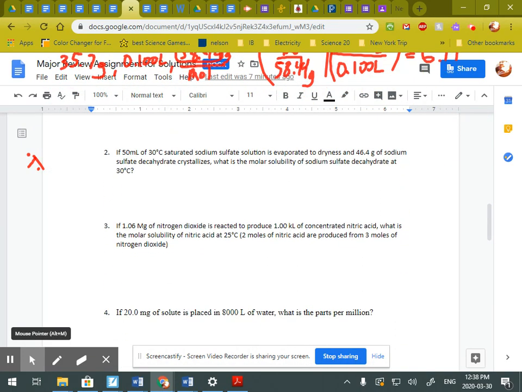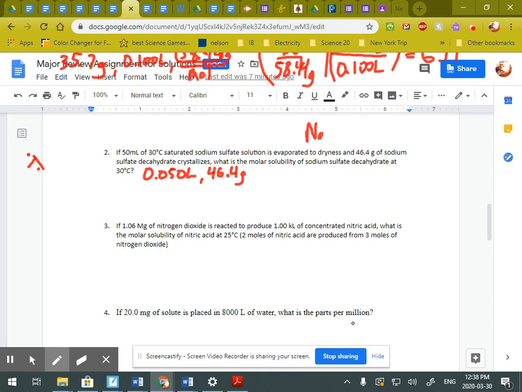We've got, all right, what do you think? What do you think about this one? Yeah, so this one is a mole per liter question because it doesn't talk about anything else. So if I want to do the solve for this, we've got 50 milliliters, okay, 46.4 grams. What goes with mass? Molar mass. Now this is a tricky one to do.